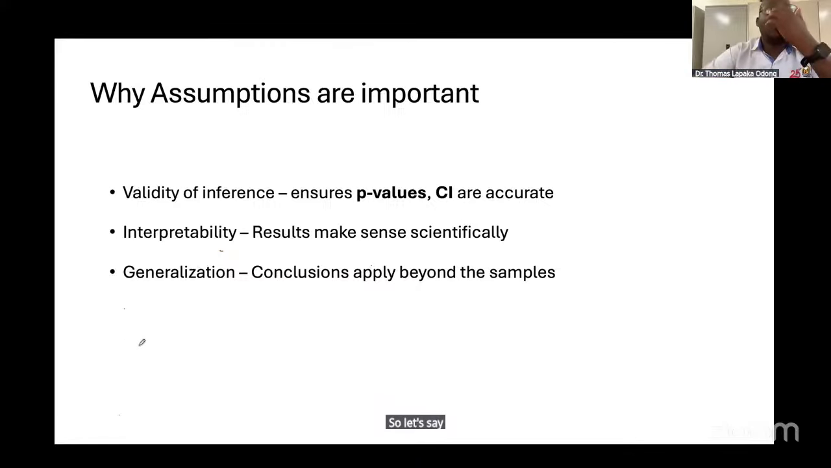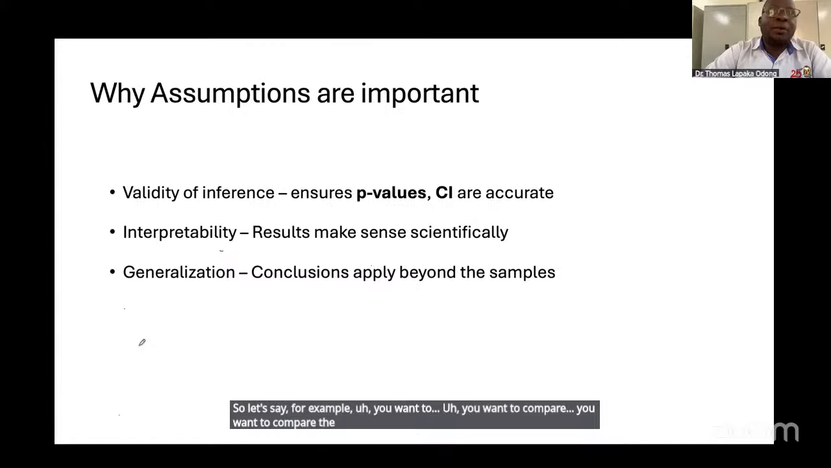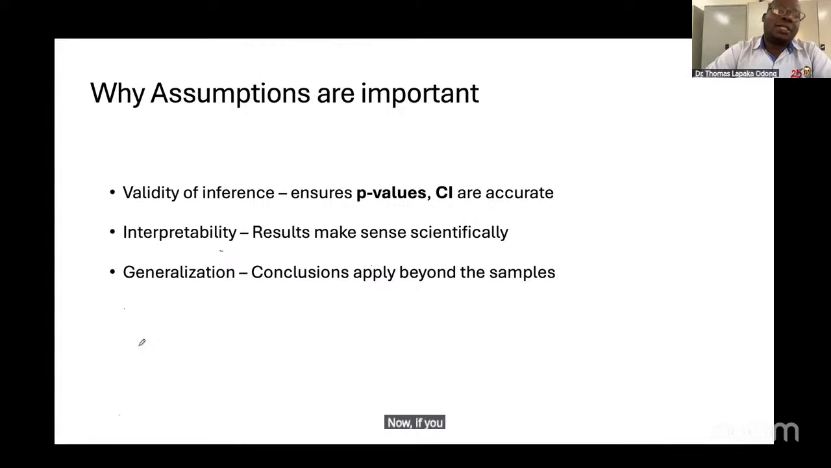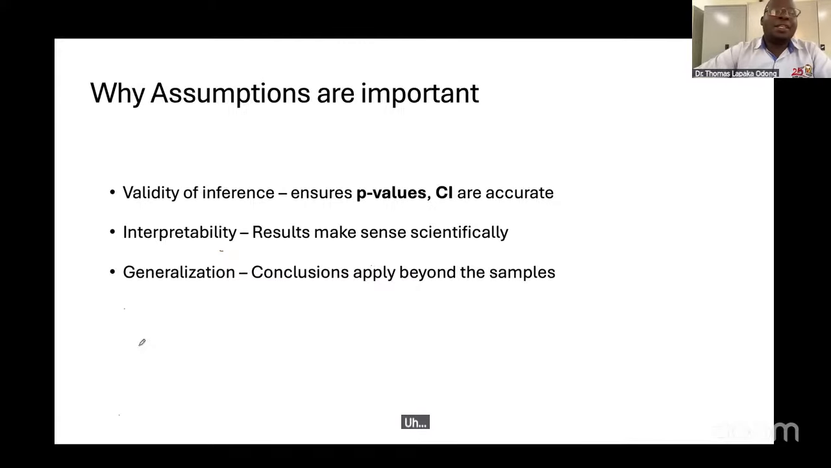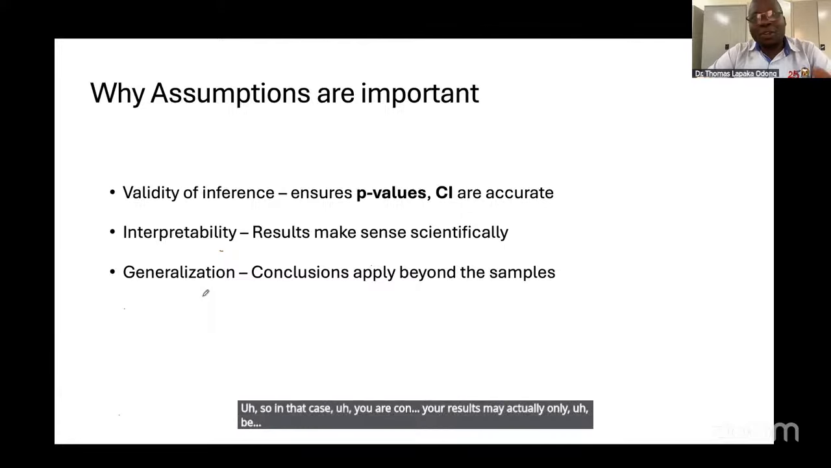So let's say, for example, you want to compare the walking speed of men and women. Now, if you decide to say, well, the women that I'm going to select are going to be very tall women, and the men that I'm going to select are going to be very short men. So in that case, your results may only apply to that particular sample. If you try now to take your result outside the study, you're likely to have issues because the sample that was picked does not have certain characteristics that you have.